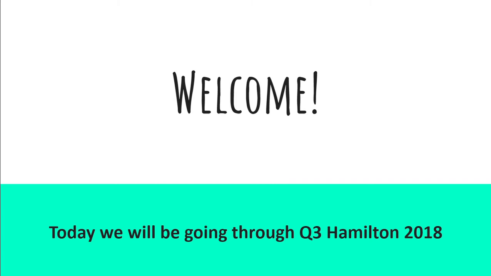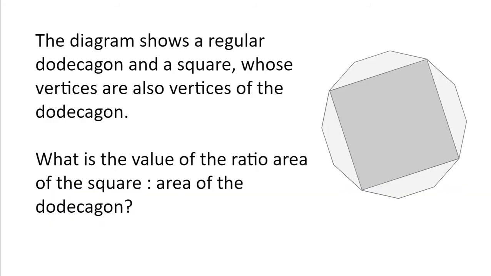Welcome. Today we will be going through question 3 of the Hamilton Olympiad 2018. The diagram shows a regular dodecagon and a square, whose vertices are also vertices of the dodecagon. What is the value of the ratio area of the square to area of the dodecagon?